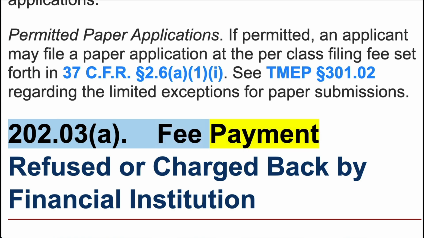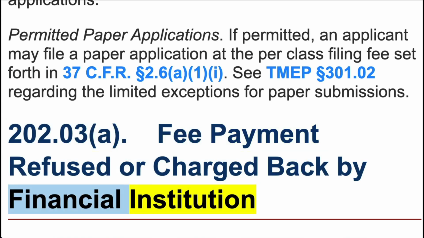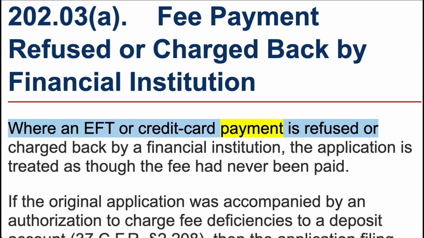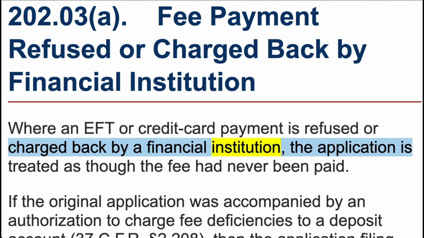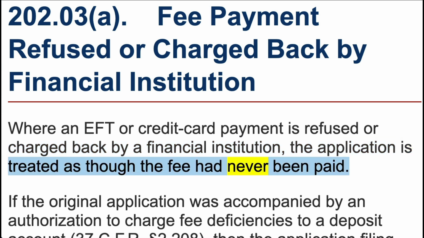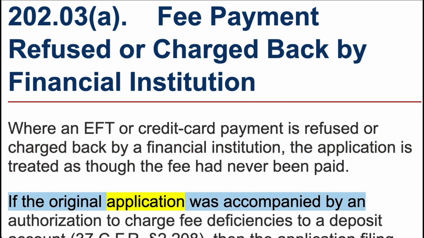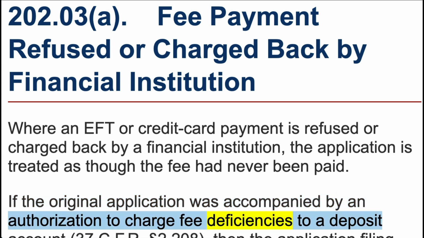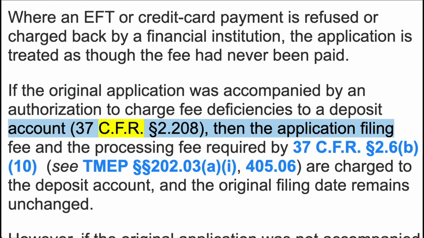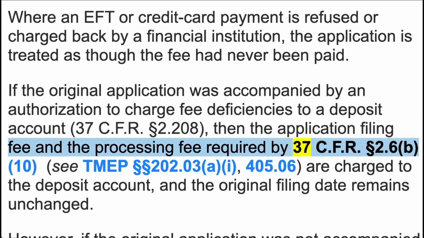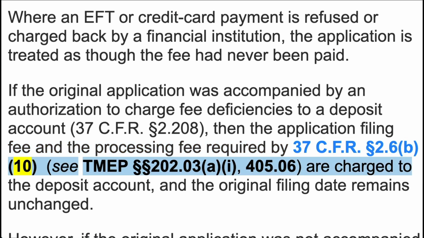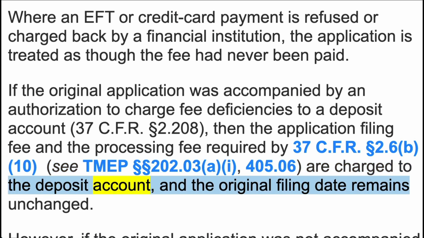202.03(a) Fee payment refused or charged back by financial institution. Where an EFT or credit card payment is refused or charged back by a financial institution, the application is treated as though the fee had never been paid. If the original application was accompanied by an authorization to charge fee deficiencies to a deposit account, 37 CFR Section 2.208, then the application filing fee and the processing fee required by 37 CFR Section 2.6(b)(10), see TMEP Sections 202.03(a)(i) and 405.06, are charged to the deposit account, and the original filing date remains unchanged.